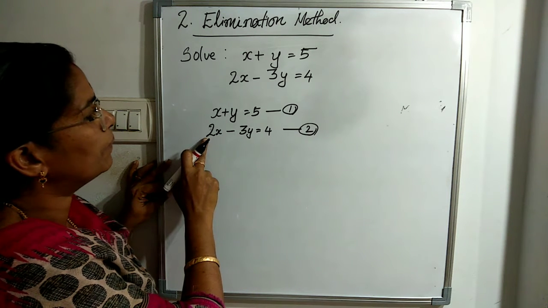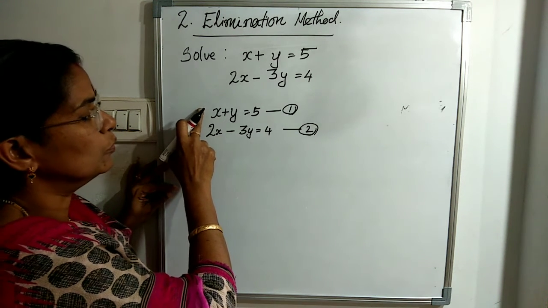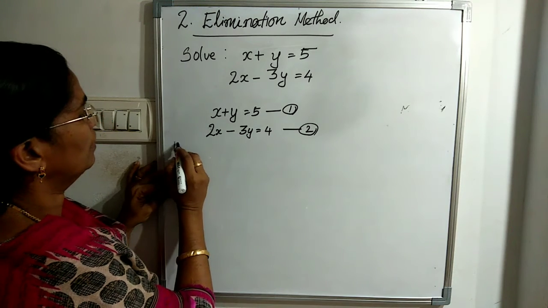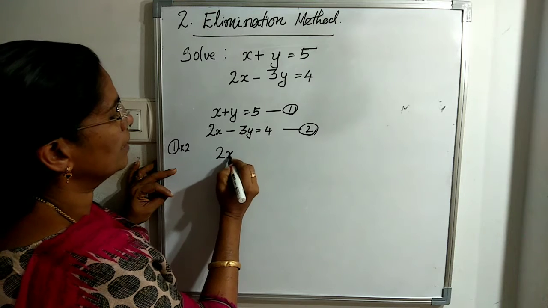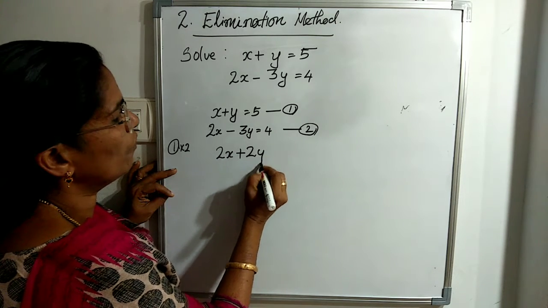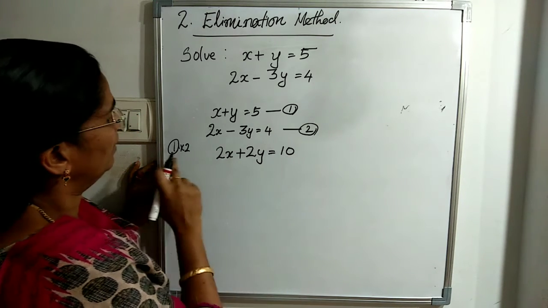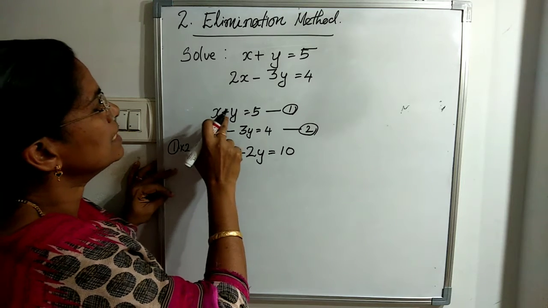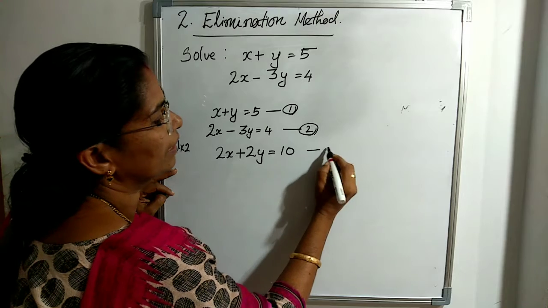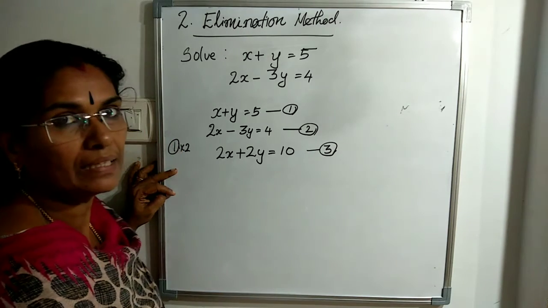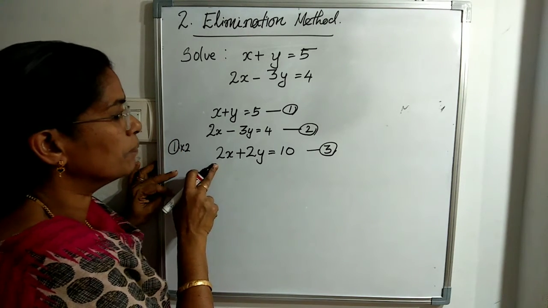So we can multiply equation 1 by 2. Look here, equation 1 multiplied by 2 becomes 2x plus 2y equal to 10. Multiplying equation 1 by 2 means each term is multiplied by 2. So we can write this as equation 3. This is the first step.